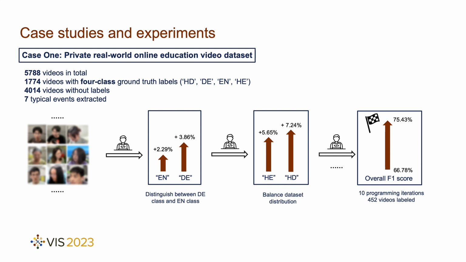The expert E1 used VideoPro to program data for model steering. He first identified data samples to better distinguish between 2 confusing classes in the first iteration. He also supplemented data samples for minority classes to balance the dataset. After 10 programming iterations and 452 videos were labeled, the overall F1 score accuracy achieved a satisfactory performance of 75.4%.